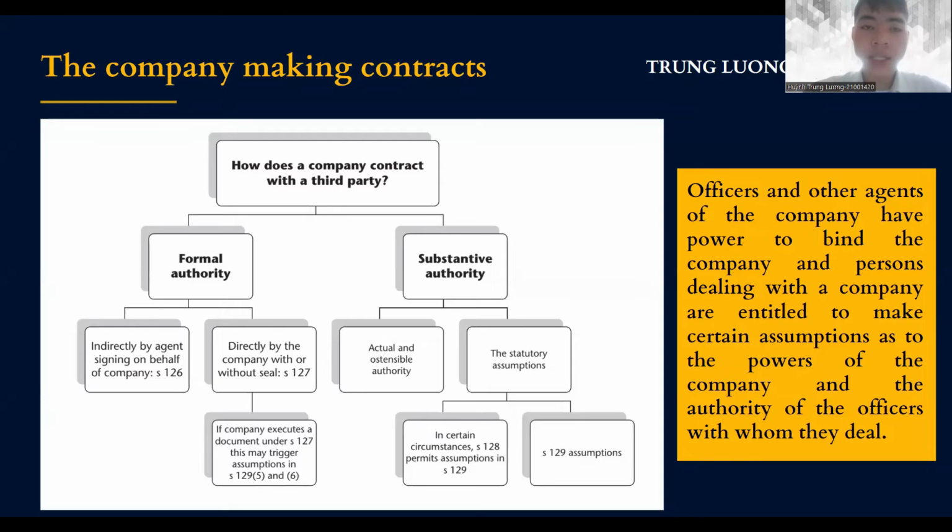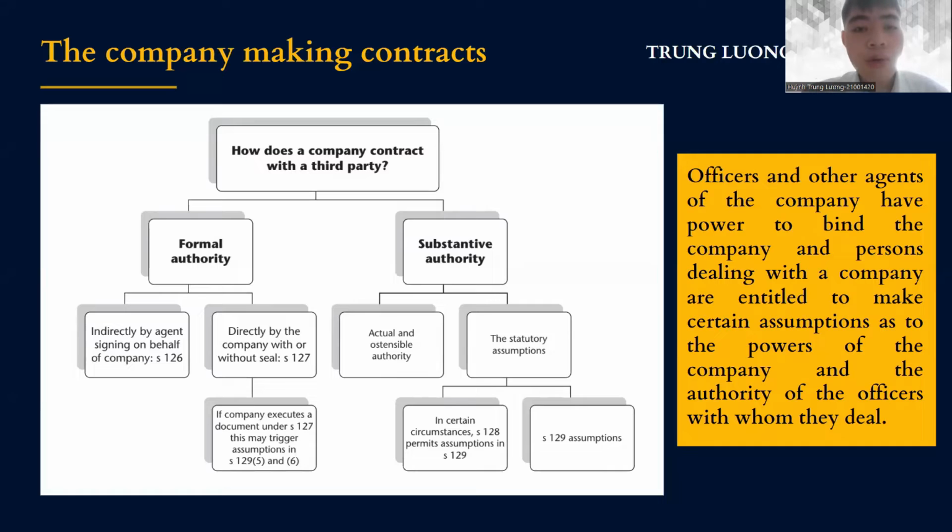Administration of the Corporations Act. Now I'm going to give some more details about how you can apply this law to contracts with a third party. As you can see in this diagram, contracting with a third party is not a piece of cake. There are many ways to make a contract with a third party, and each requires a distinctive application of the Corporations Act. In general, a third party is not only someone coming from outside of the company, but also from within. The officers and other agents of the company have power to bind the company in person.